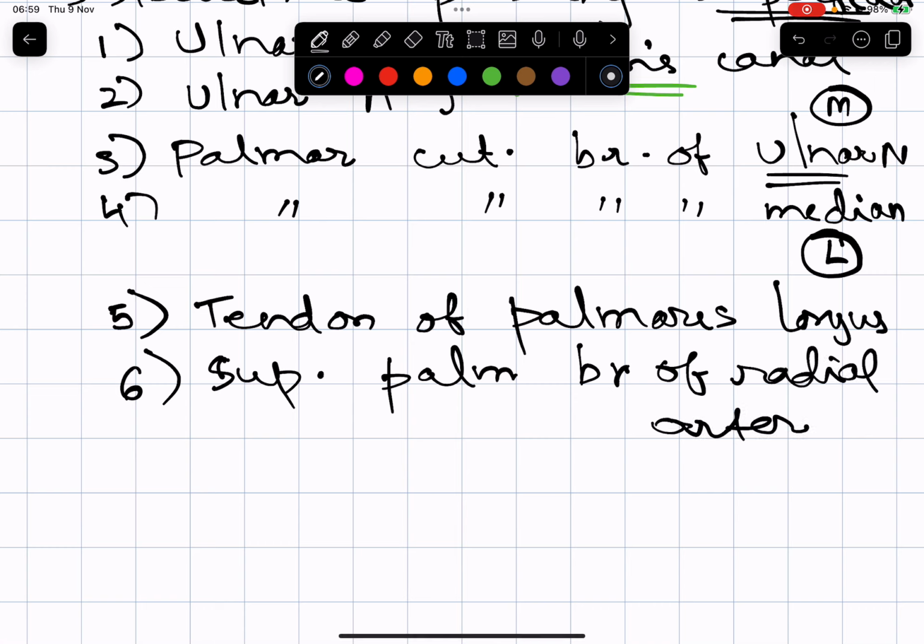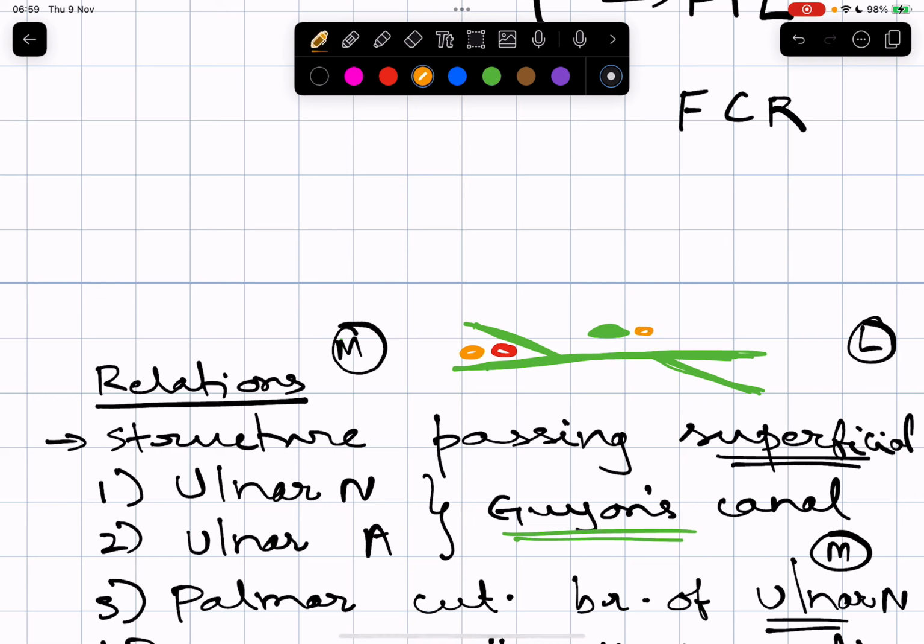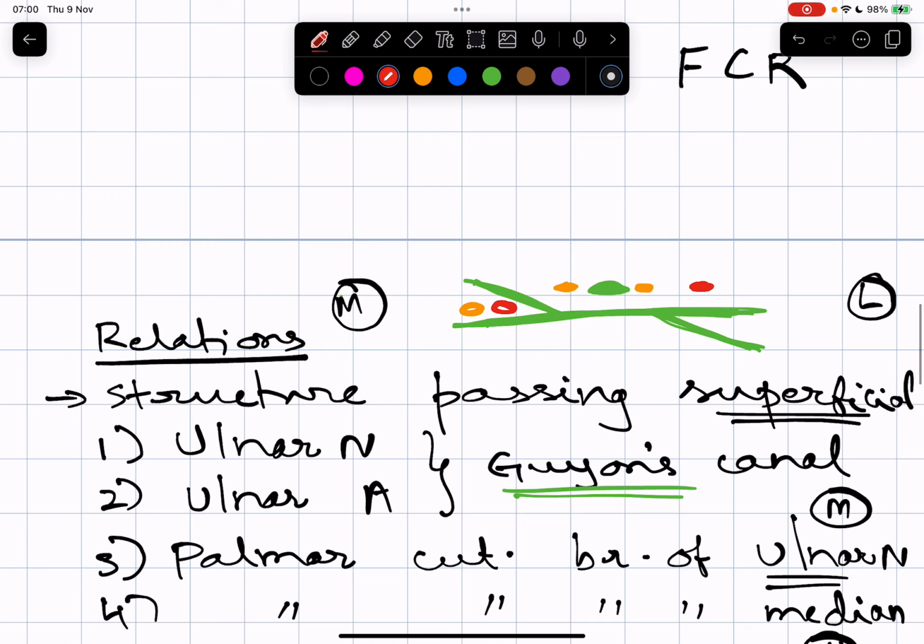So these are the structures passing superficial to the flexor retinaculum. Let me demonstrate it one more time. Here is the tendon of the palmaris longus. All right, this is medial, this is lateral. Passing lateral to it is the palmar cutaneous branch of the median nerve. Passing medial to it is the palmar cutaneous branch of the ulnar nerve, and more laterally is the superficial palmar branch of the radial artery.